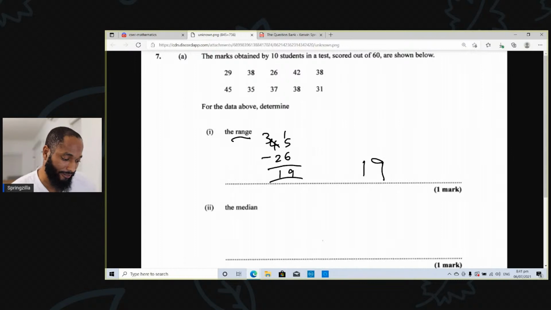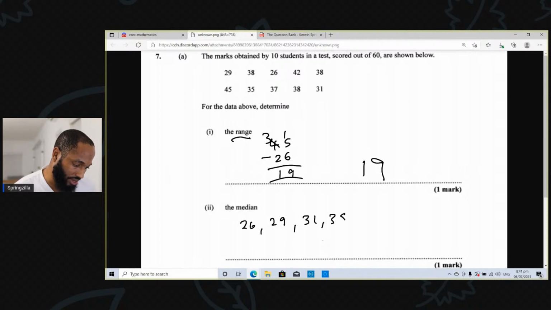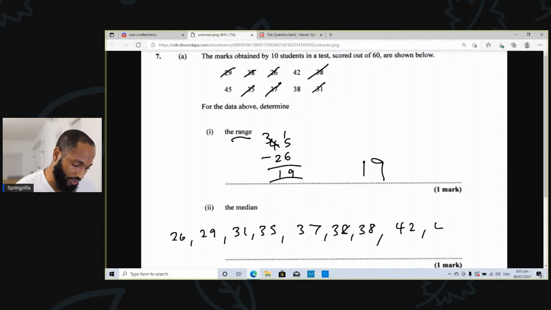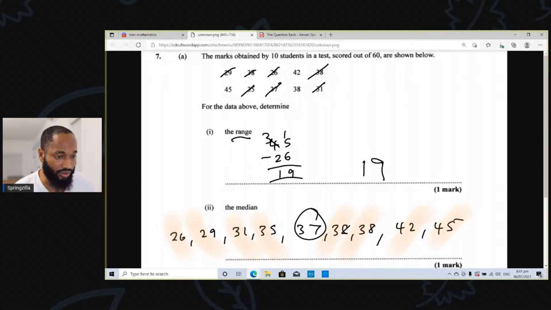Median, you need to put them in order now. 26, 29, 31, 35, 37, 38, 42 and 45. And then you need to do the primary school thing. Boom, bam, bang, bang, boom, bang. Hey, 37 is the median. Write yes in the chat if you all understand that.